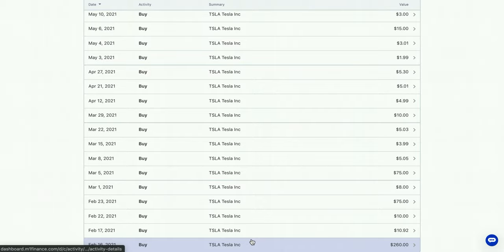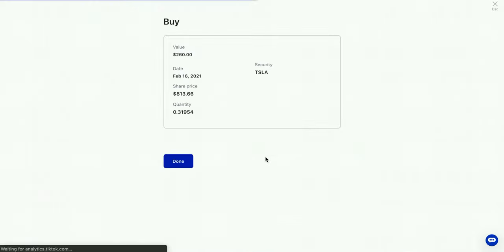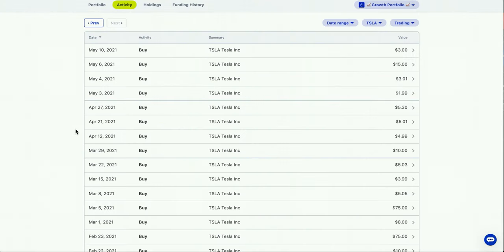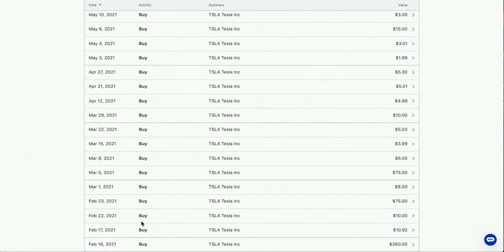So the first time that I bought Tesla back on February 16th, my cost basis was $813, which is nuts. I bought $260 worth of Tesla shares, and $813 was my share price. Now that's absolutely ridiculous. If we had done that today and just left it, of course I would still be up to this date, but I wouldn't have been able to be up as much, and I would also not have too much of a quantity. I believe I had about a third of a share.